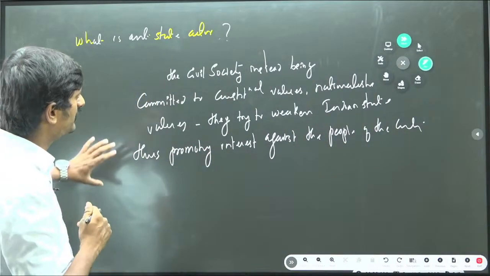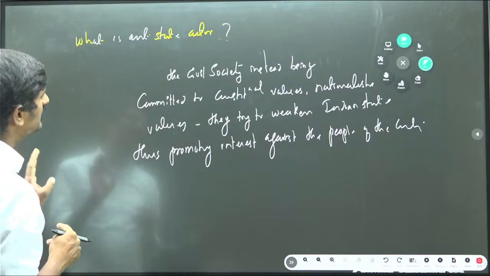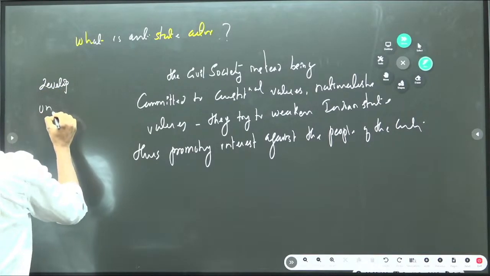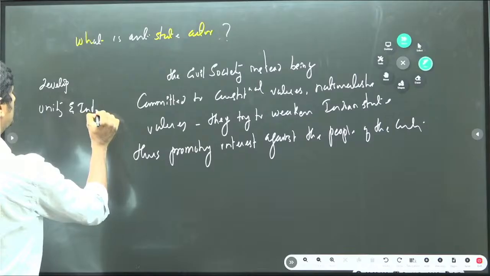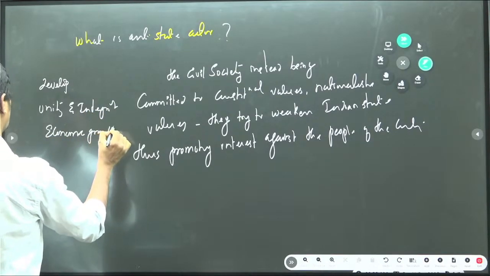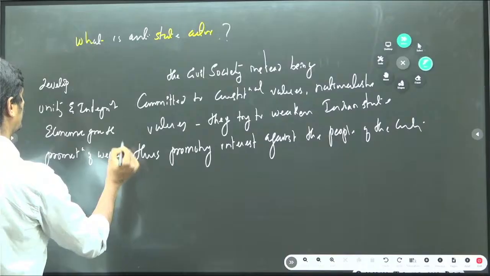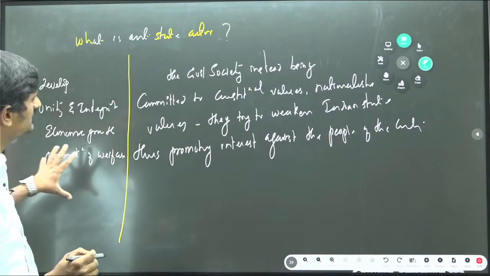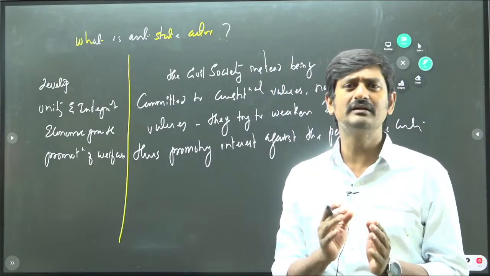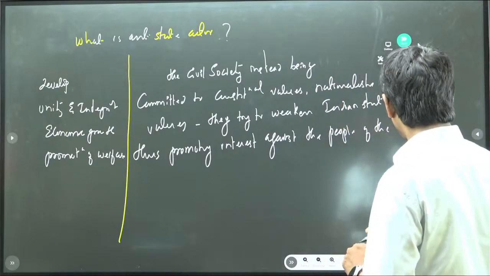In fact, the civil society, instead of promoting development of people, instead of promoting strengthening the unity and integrity of the nation, development, unity and integrity, economic growth, promotion of welfare of the people. Instead of promoting all these things, they try to act against the interest of the country, or they promote inimical interests against the state. So that is what is called as anti-state actor.